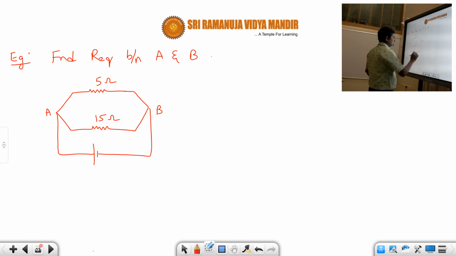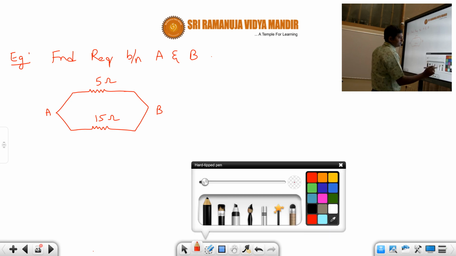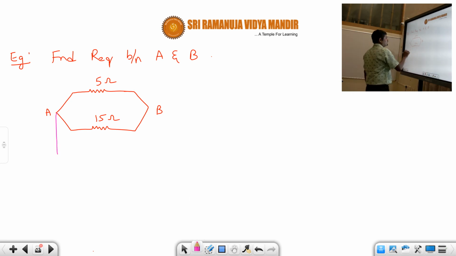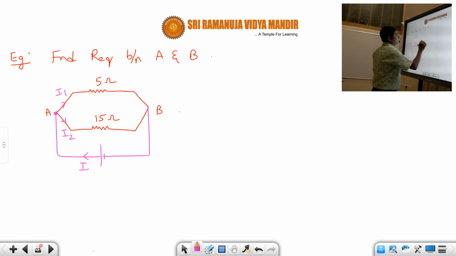Generally they won't give the cell, students. They'll ask to find the equivalent resistance between A and B. So what is the starting step, students? First we should always take one cell between A and B. Then we can say that the current I is flowing like this, and when the current comes to A, it will divide into 2 parts, I1 and I2. Since the current is dividing, we can say that the 2 resistors are in parallel, and therefore we can use the equivalent resistance formula for parallel connection, R equivalent is equal to product by sum.